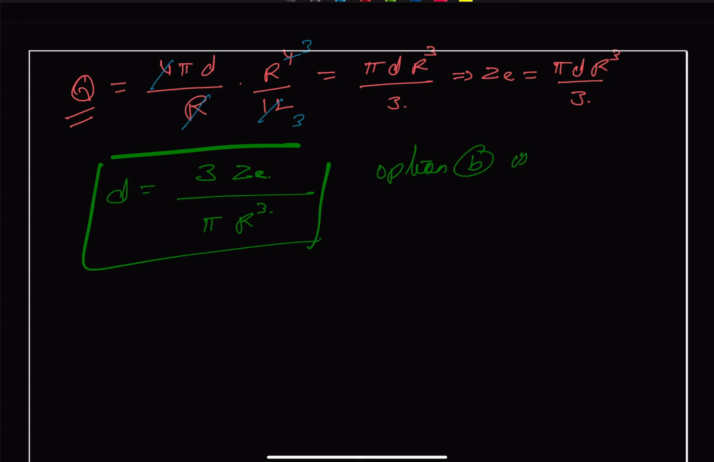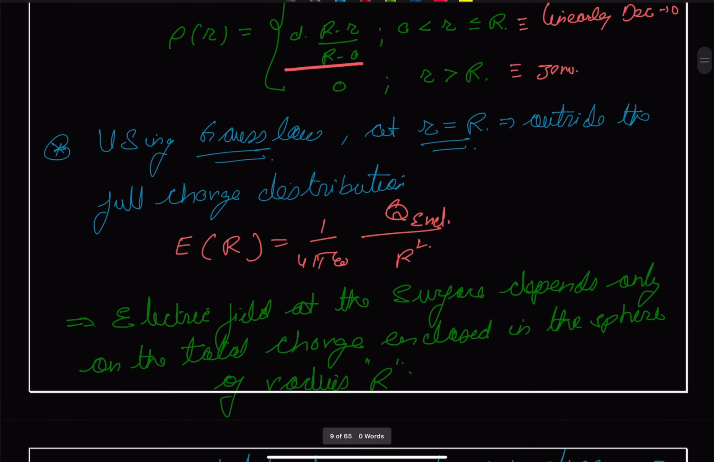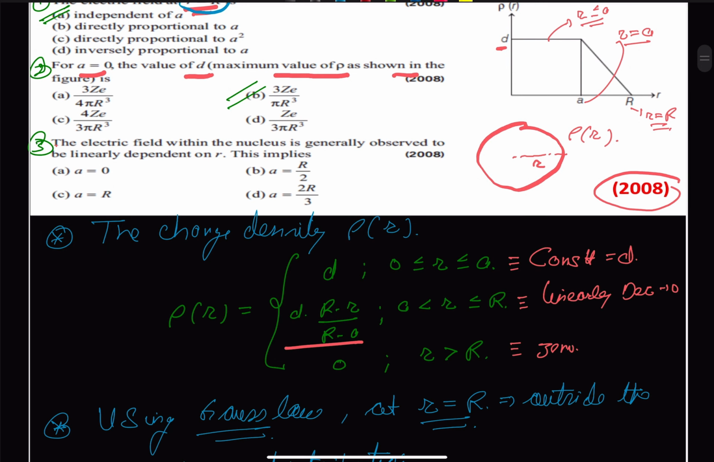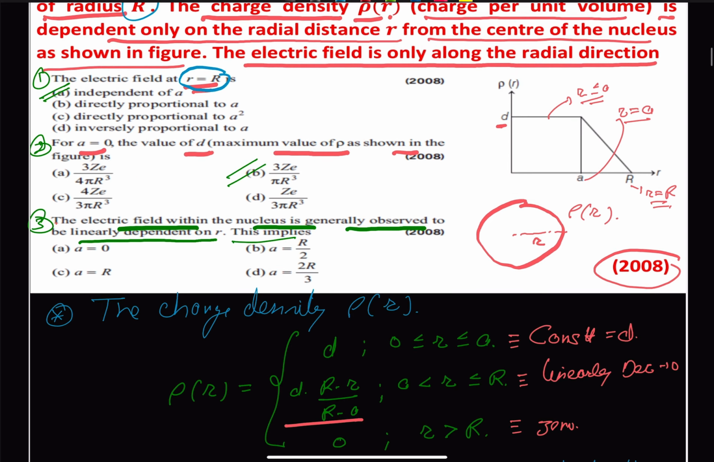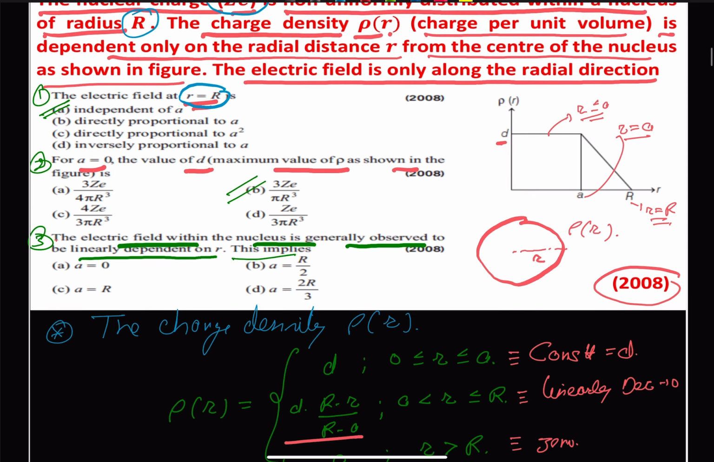Option B is correct. For the third part, it states that the electric field within the nucleus is generally observed to be linearly dependent upon r. This implies that, in the question it is given itself that the electric field is only in the radial direction, and the charge density is dependent upon only the radial distance, which is our r from the center of the nucleus.